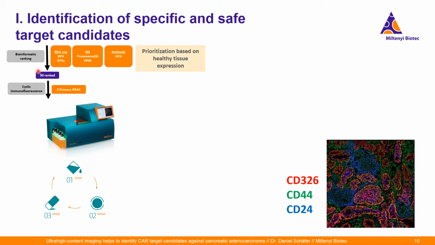to verify this now on primary human PDACs. And for this, we took advantage of the newly developed cyclic immunofluorescence platform, now called Maxima, and it works as follows. On the bottom right side, you see an immunofluorescence image with a 3 marker overlay.